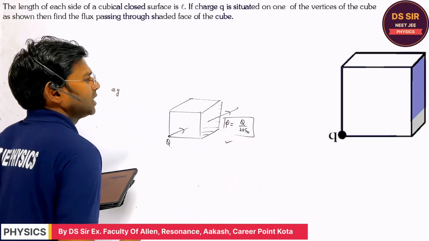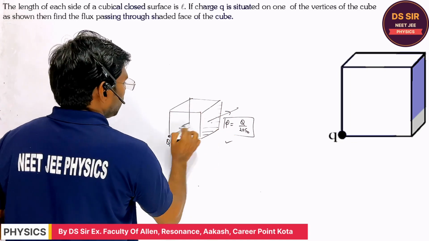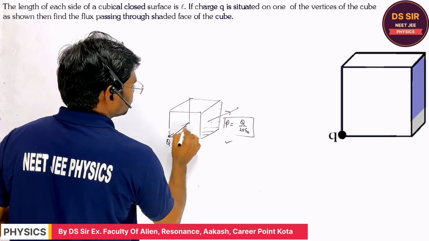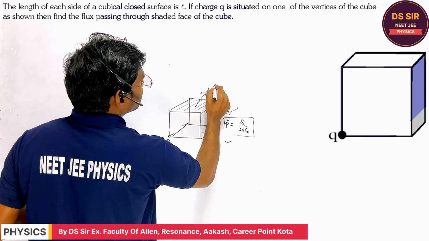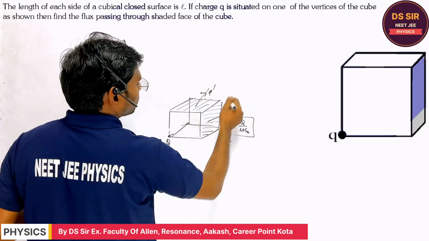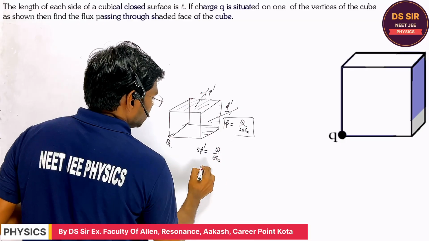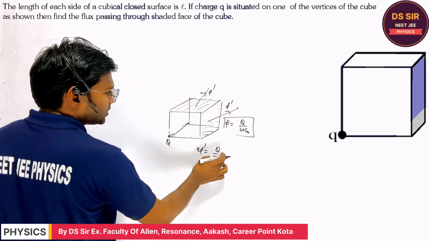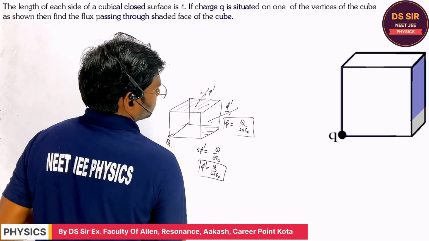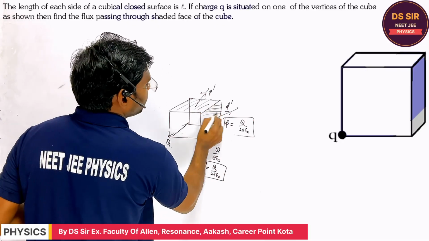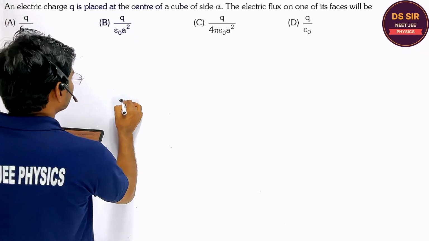Q upon 24 epsilon naught is the total flux linked with this non-touching face, because if you remember, just I explain. This is the phi dash, this is the phi dash, and the 3 phi dash is nothing but Q upon 8 epsilon naught, right? The flux linked with this cube is Q upon 8 epsilon naught, and it is Q upon 24 epsilon naught, the flux linked with this one face only, right? Copy this.